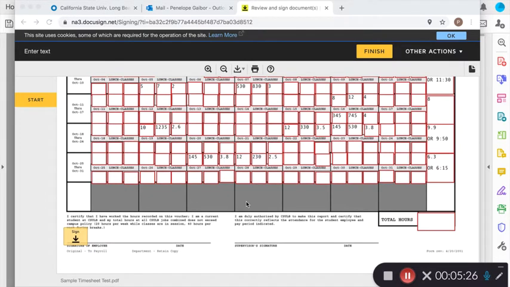What I would suggest is that when you complete your timesheet and you sign it, reach out to your faculty sponsor and let them know that you have completed your timesheet and that they should receive the DocuSign within a day or two. That way they are aware that they should be receiving an email from DocuSign to verify your timesheet. So please make sure that you communicate with your sponsor when you submit your timesheet as well.